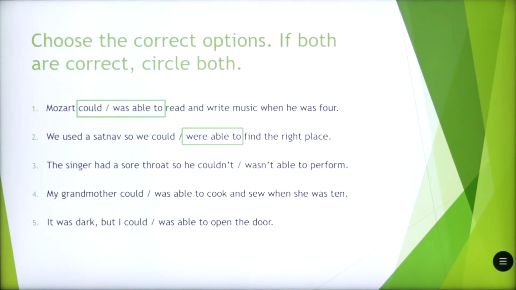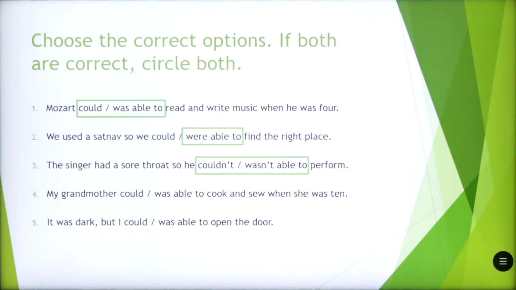Number 3. The singer had a sore throat, so he couldn't or he wasn't able to perform. What do you think? Can we use both of these options, or do we have to pick only one? The singer had a sore throat, so he couldn't perform, or so he wasn't able to perform. So we can use both of these phrases in this sentence.